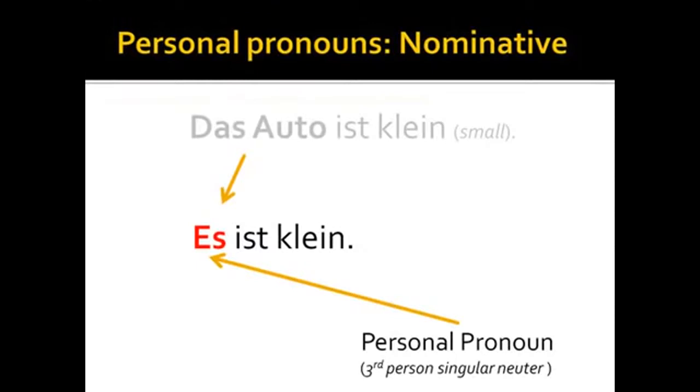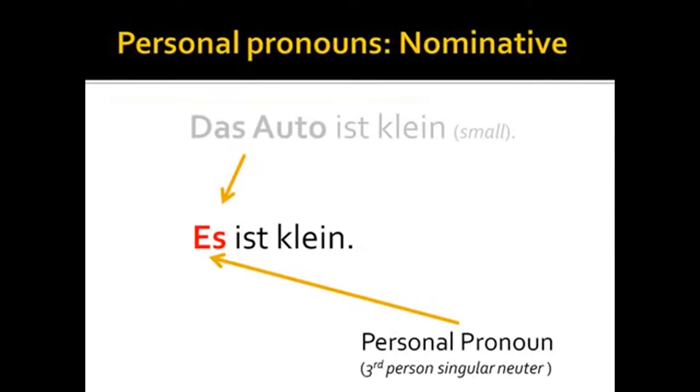So it comes out quicker, it's easier to say. I don't have to continually refer back to das Auto, das Auto, das Auto. It gets repetitive. So instead, after I establish the fact that we're talking about das Auto, from then on I could simply say es. Es ist klein.